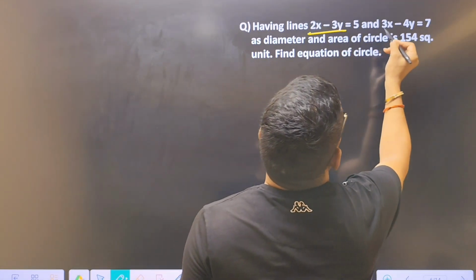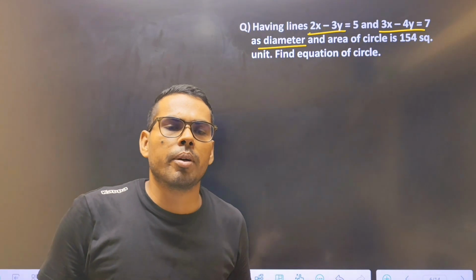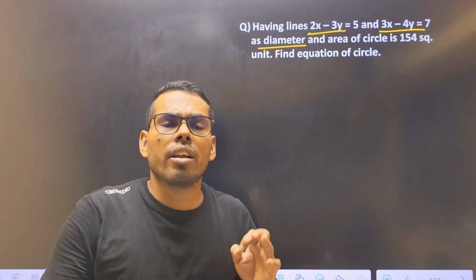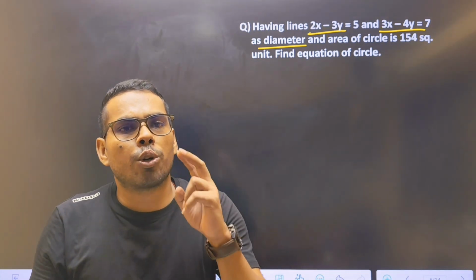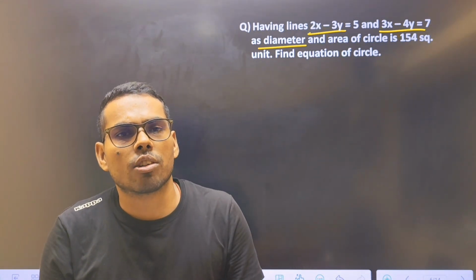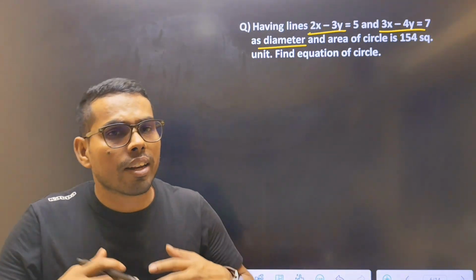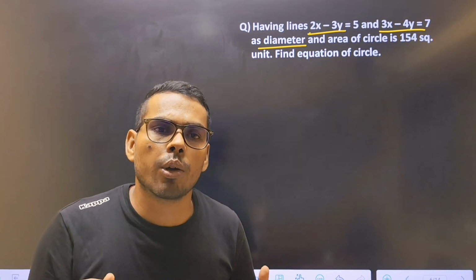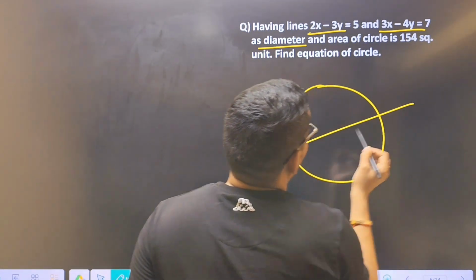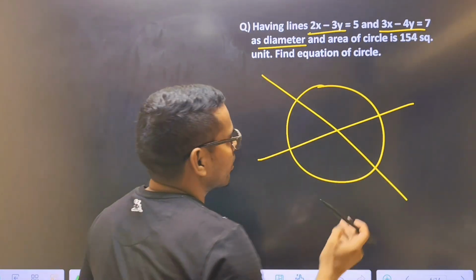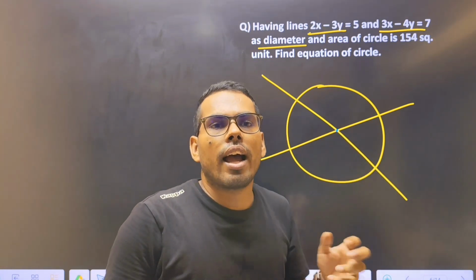Having two lines, this and this, as a diameter, and again I am repeating, the point is very, very important. If you have to write equation of circle, simply look for two things, that is center and radius. Always look for two things, center and radius. Because if you know center and radius of any circle, simply you can write its equation. Okay. So two diameters given. Take any two diameters. Okay, they intersect at a point. Any diameters intersect each other at center.